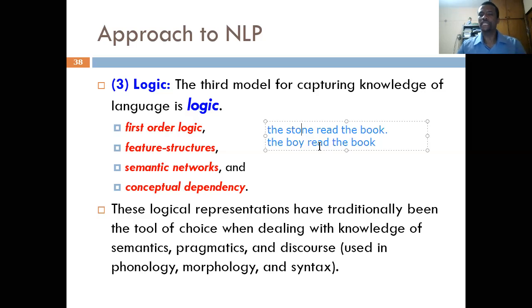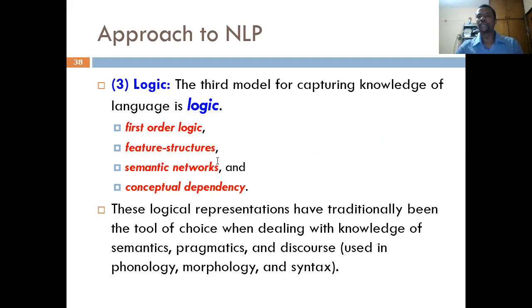And this is basically what we mean by a logical relationship between the words. So logic, like first order logic, feature structure, semantic networks, and conceptual dependency, is what we use to study meanings in a language. Logic is the one we use most of the time to model semantics, which is about meaning, pragmatics, and discourse.